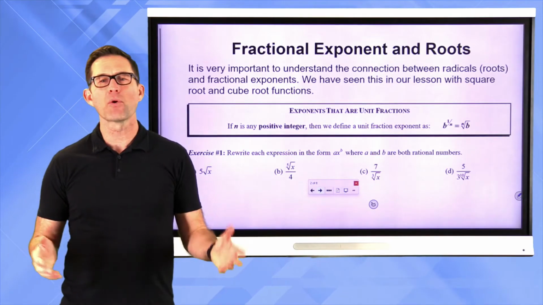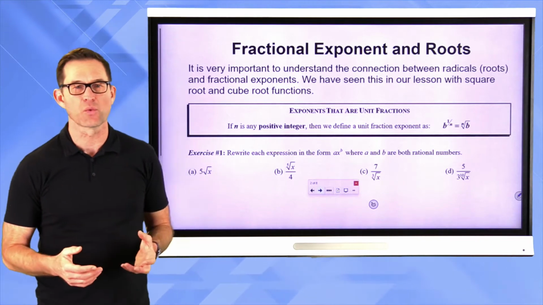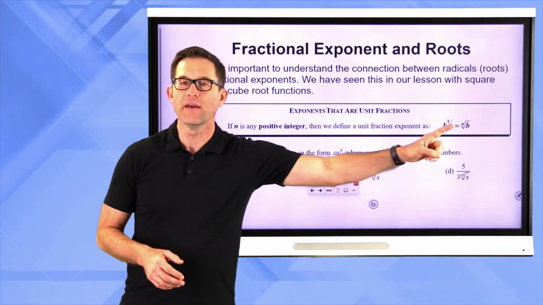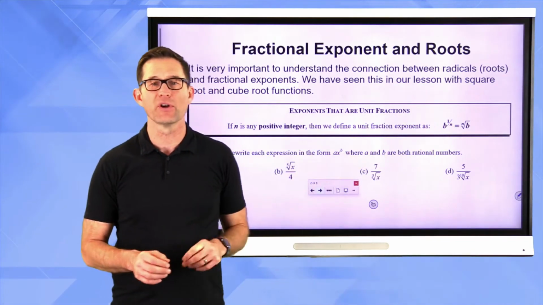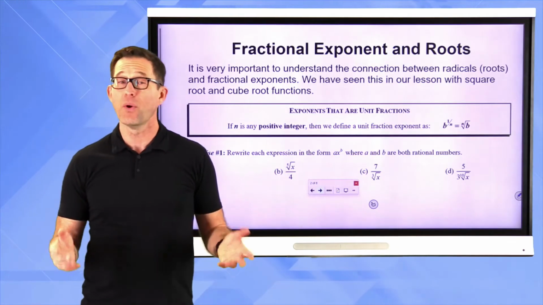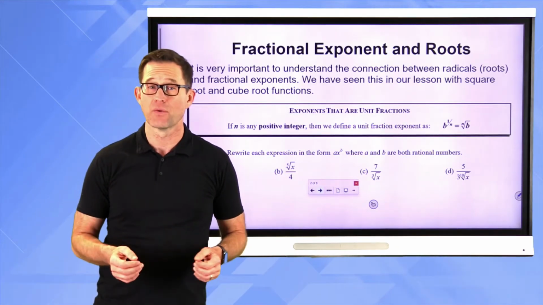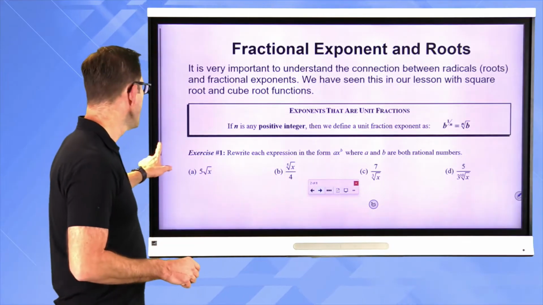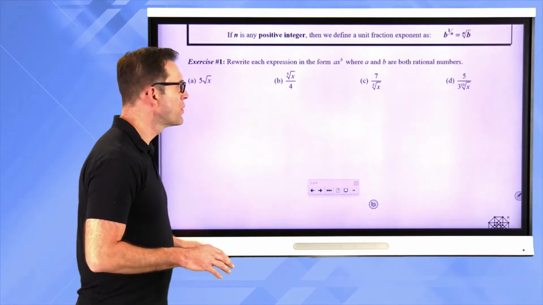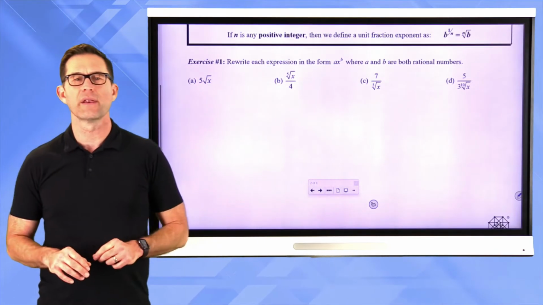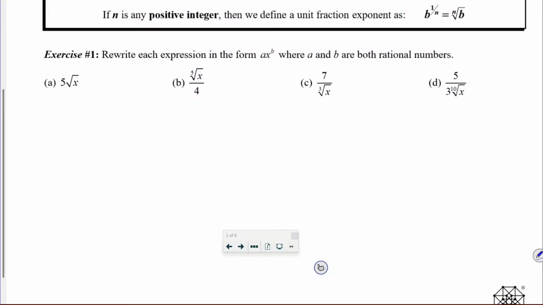All right, and remember we kind of rationalized that these things were equal to each other by saying if we raised both sides of this expression to the nth power, then both of them would be equal to b, right? So they are equivalent. Now, there's a lot of different things we want to be able to do with that. Let's take a look at exercise number 1. Rewrite each expression in the form a times x to the b, where a and b are both rational numbers.